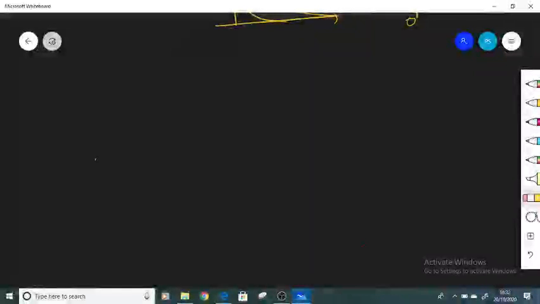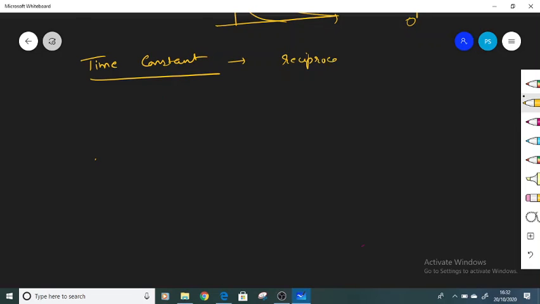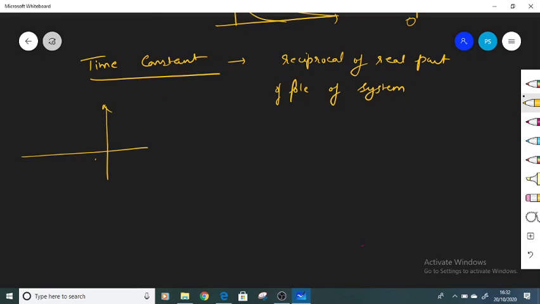If I want to find out the time constant for this case, the time constant is defined as the reciprocal of the real part of the pole of the system. But here we have seen that there are two poles in the system, one at p1 and another at p2. So if I have two poles with real parts, there are going to be two time constants, one at 1 by p1 and another at 1 by p2.